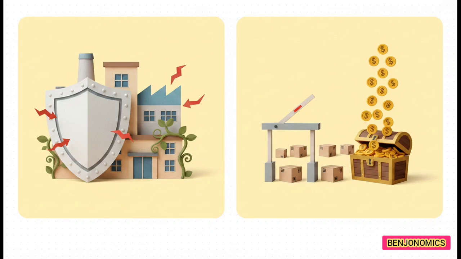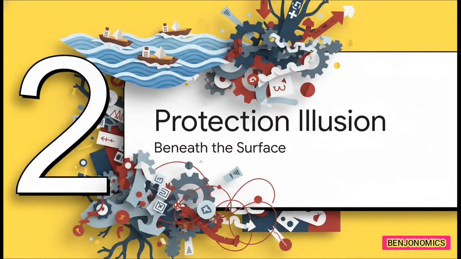But here's the catch with those protective tariffs. While they do shield domestic industries in the short term, having zero competition from foreign producers often means domestic companies can get kind of lazy or inefficient over time, and they really struggle to compete in the long run. Which brings us to Section 2, the protection illusion, looking beneath the surface.